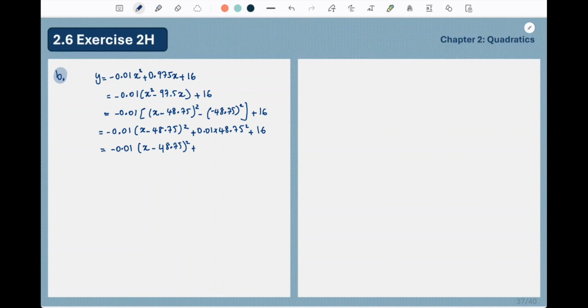To four significant figures, it will be 23.77. Normally it gave me 23.765 and something else, but I'm keeping it at four significant figures, plus 16 minus 0.01 times minus 48.75 plus, as in the sum would be 39.77. So now let's try to find which is A, which is B.